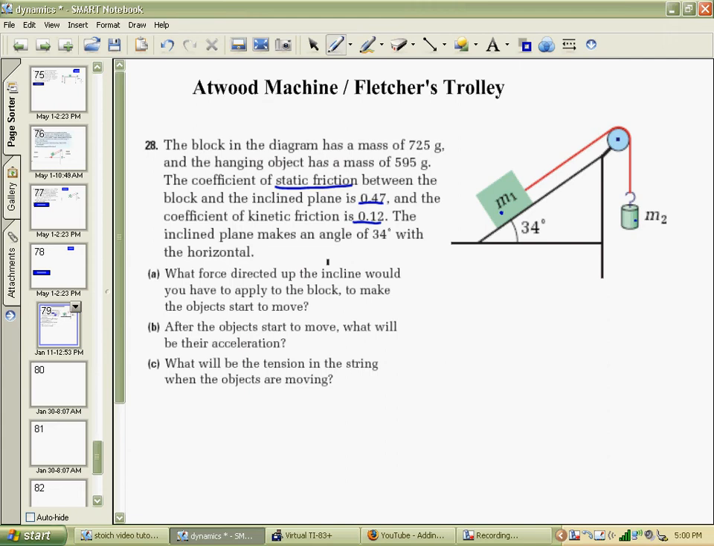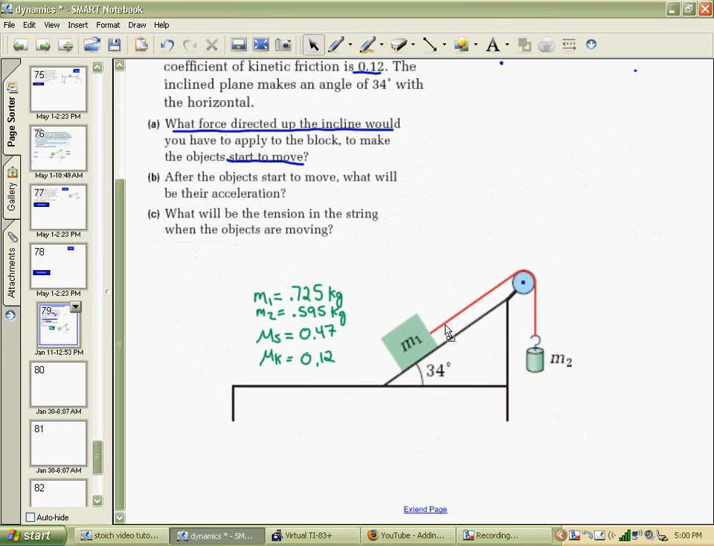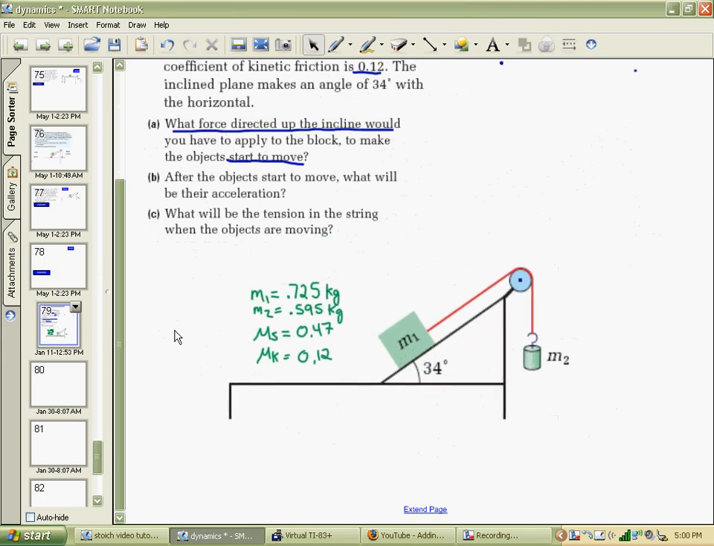Part A wants to know what force directed directly up the incline you would have to apply to the block to make the objects start moving. To just start it moving, your F net is going to be 0, and you have to apply a force that just balances the friction and gravity and all that stuff at play. So we're clearly going to have to deal with an F net in this question. We'll bring our picture down, and we'll see if we can get through part A in the time we've got.